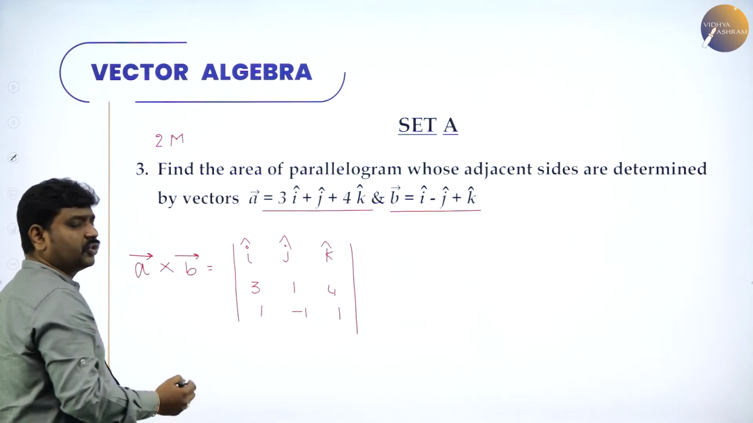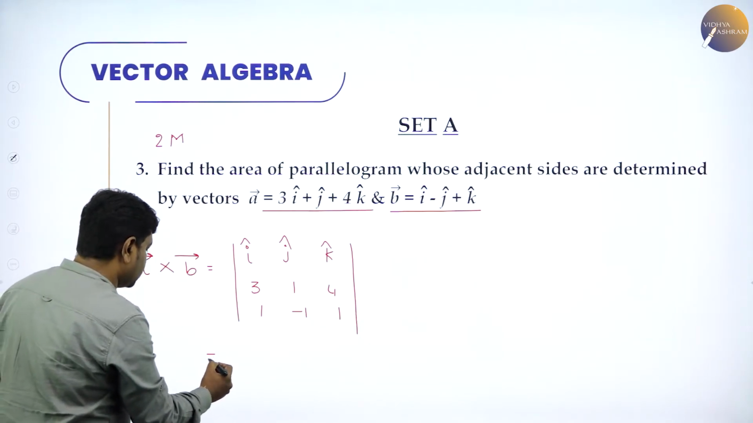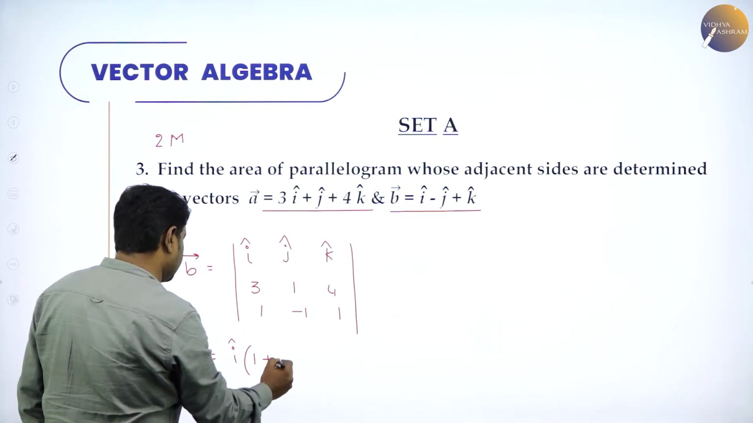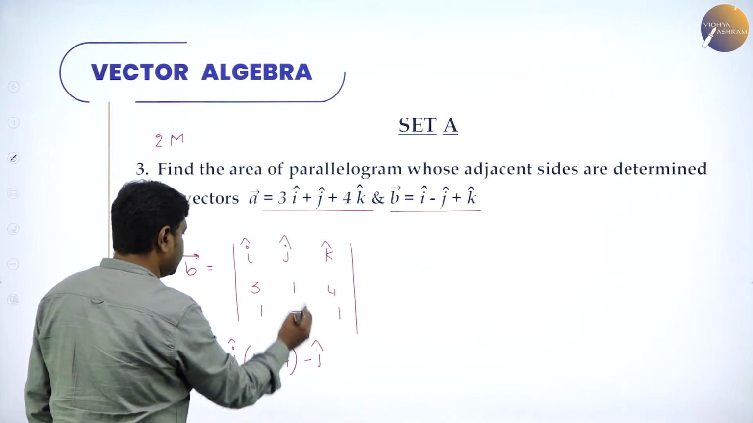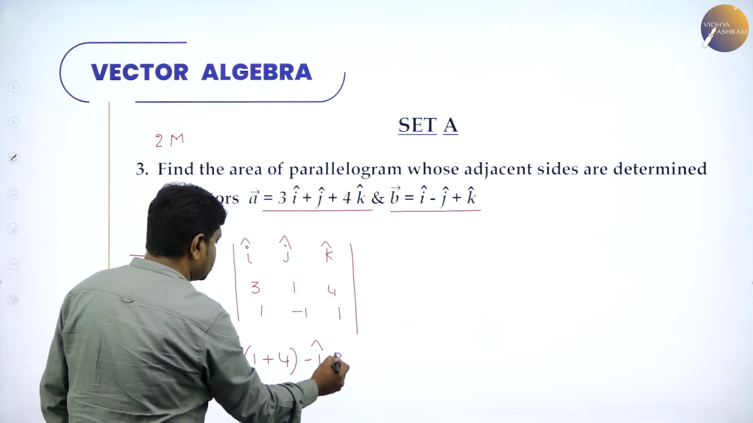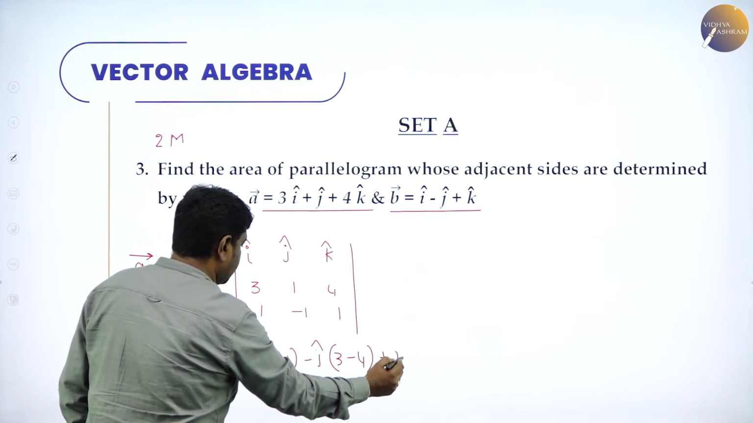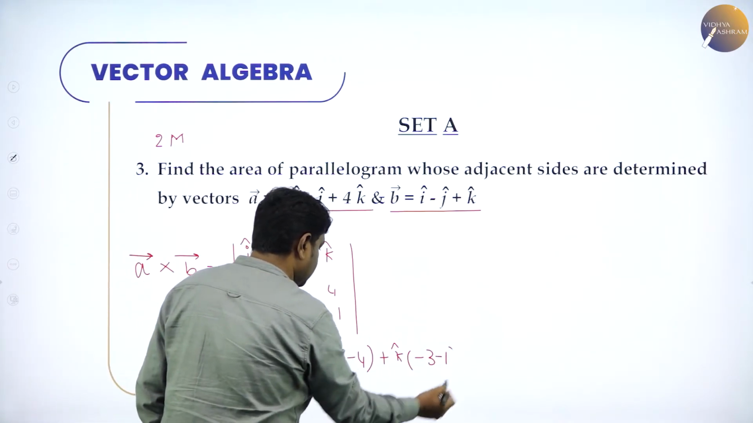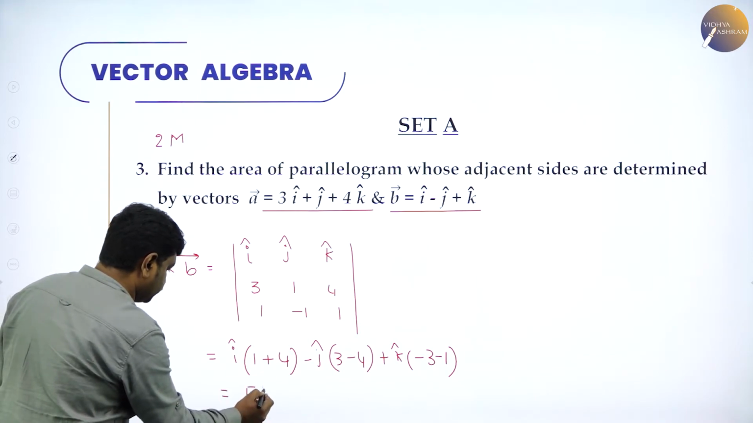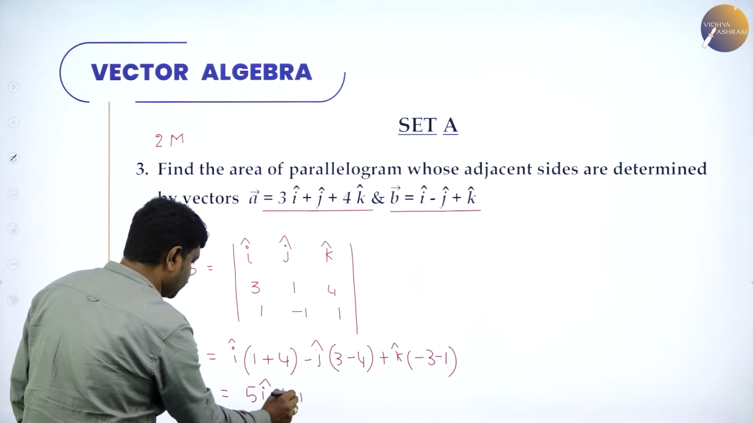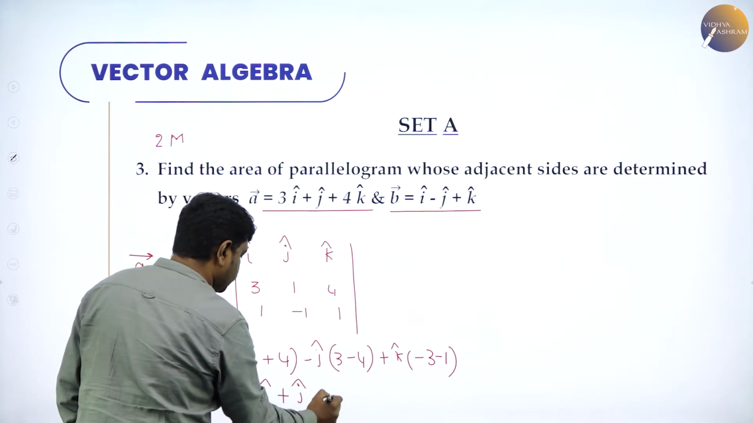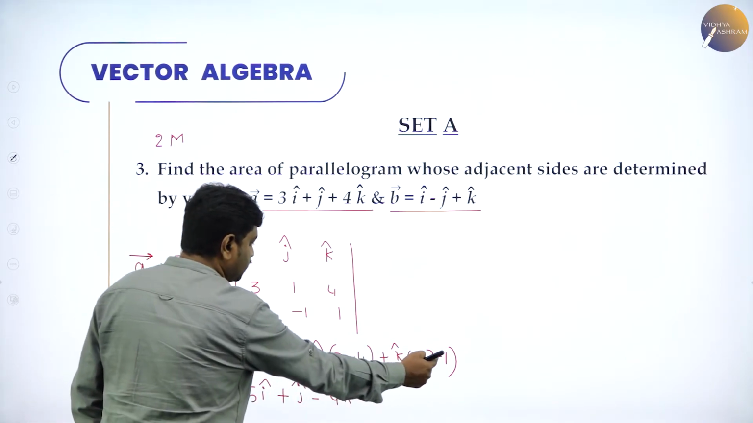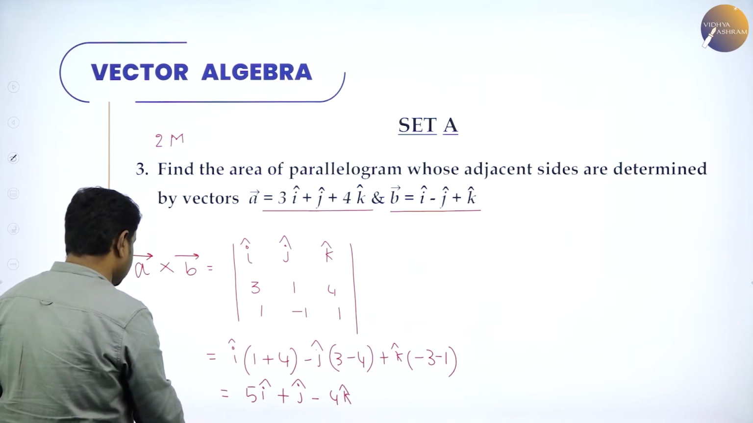Now expand this. All of you know how to expand a 3 cross 3 determinant. That is i cap into, delete the column, delete the row, multiply. So 2 plus 4 it will be, minus j cap into, delete the column, delete the row, 6 minus 4 it will be. Then plus k cap into, delete the row, delete the column, minus 3 minus 1. Simplify this. This is 6i cap minus 2j cap minus 4k cap. So now this is A cross B.